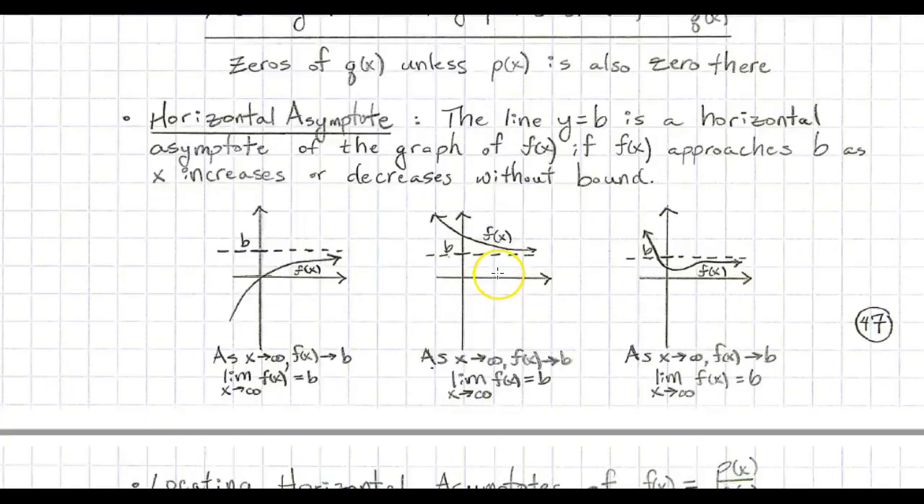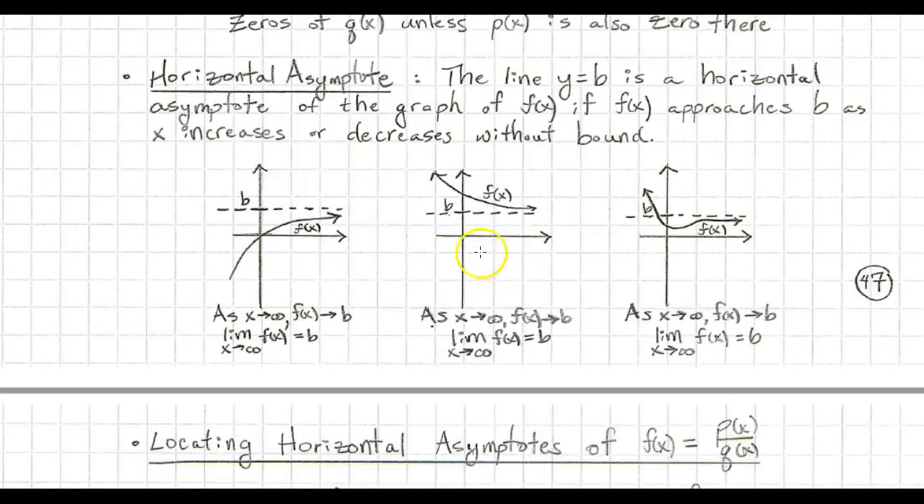All right, horizontal asymptotes. These are lines, y equals b. With a horizontal asymptote, the function itself is approaching that line as x approaches infinity or minus infinity. These are all examples where, as x approaches infinity, as x gets really, really big, the function is approaching the line y equals b.